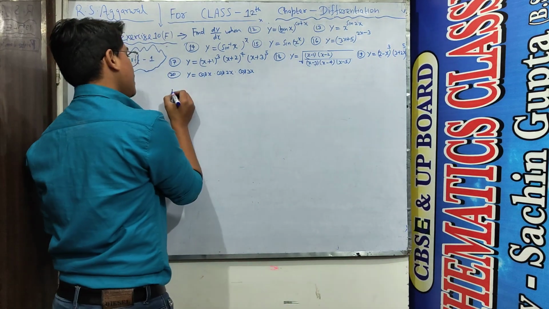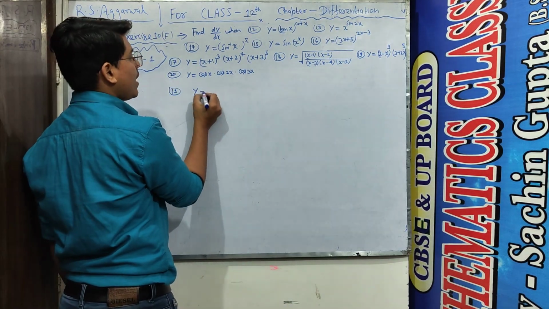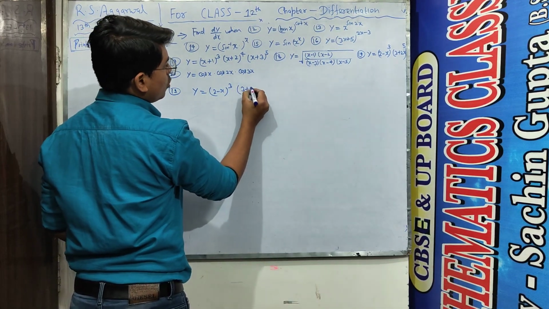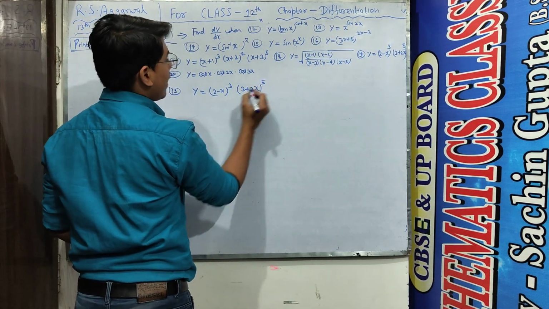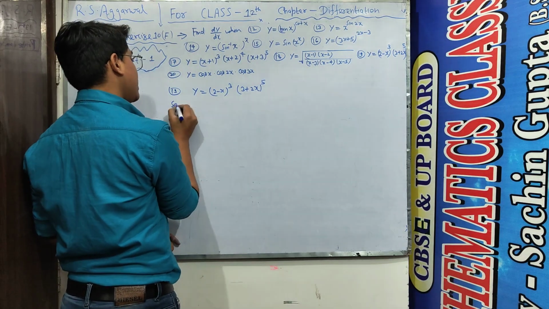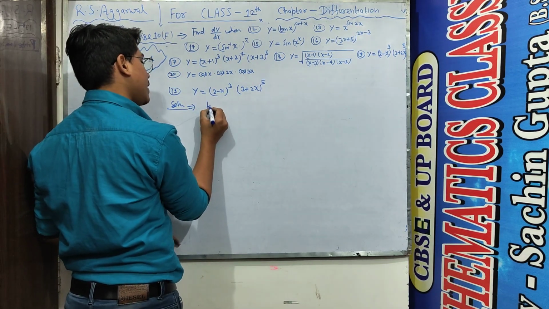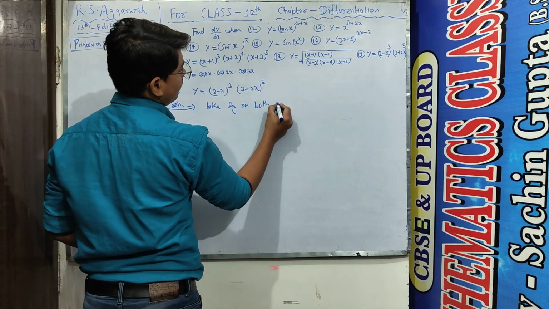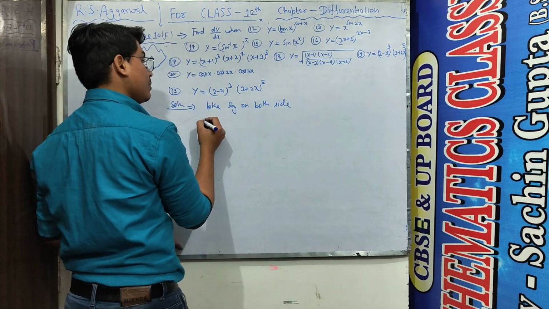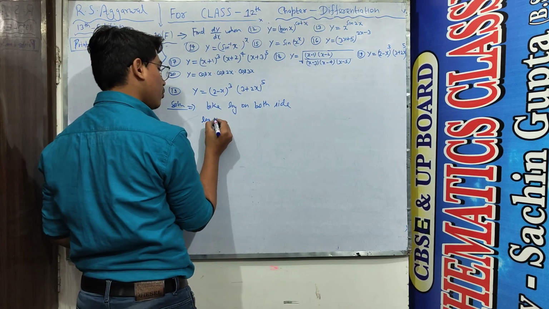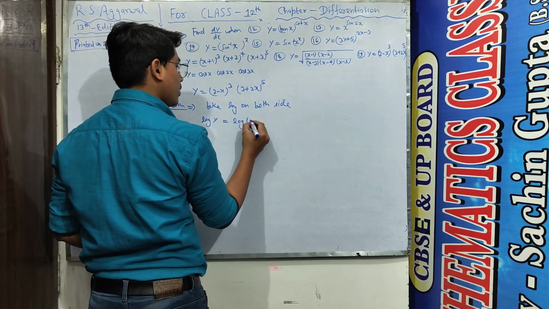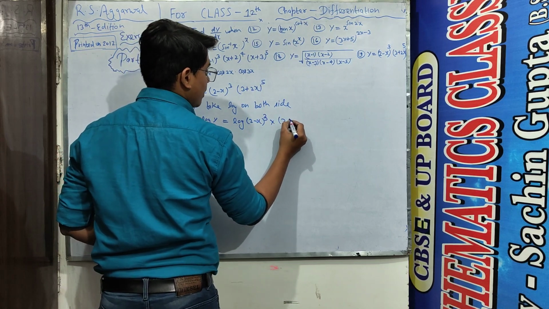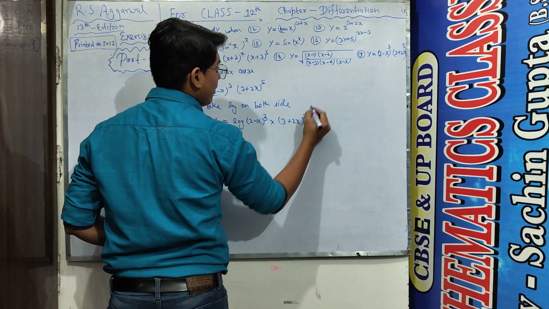Question number 19 is, student, I take y equal to (2 minus x) raised to the power 3 and (3 plus 2x) whole power 5. Now student, I take log on both sides. Then it becomes log of y and log of (2 minus x) raised to the power 3 into (3 plus 2x) raised to the power 5.